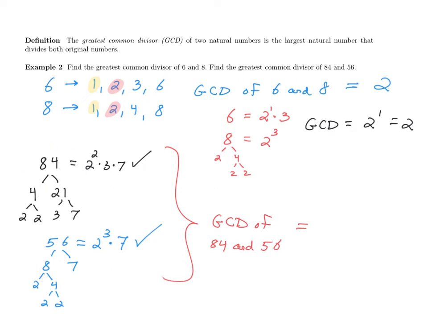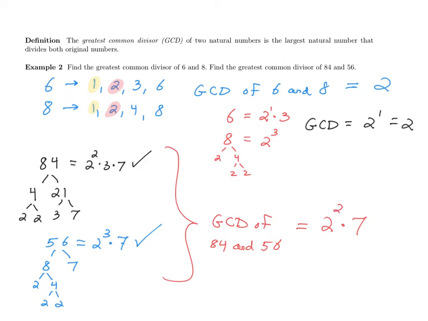The primes that are common are 2 and 7. So I have to include both of those. So I have 2, and then I have 7. I just want to make sure that the exponents I choose are going to be the smallest of the numbers available. So here, you can only use 2 squared, and you can't use 2 cubed. Therefore, the exponent over here is going to be squared.